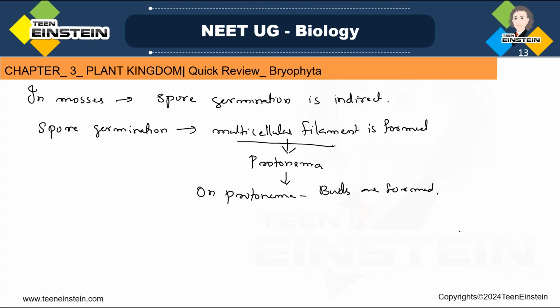Protonema developed from a spore is called primary protonema, and the protonema developed from parts other than the spore is called secondary protonema.